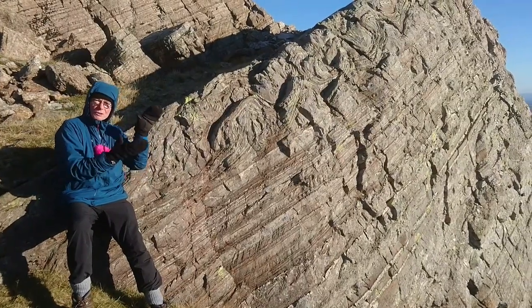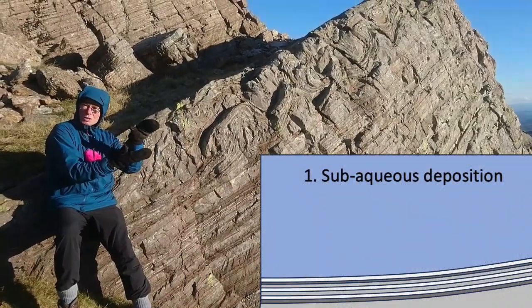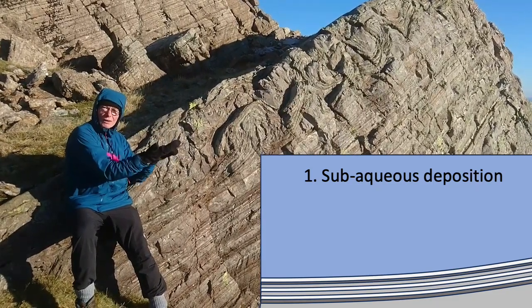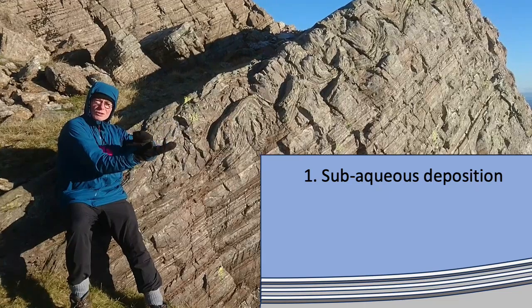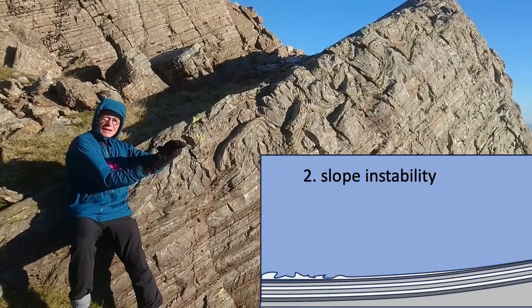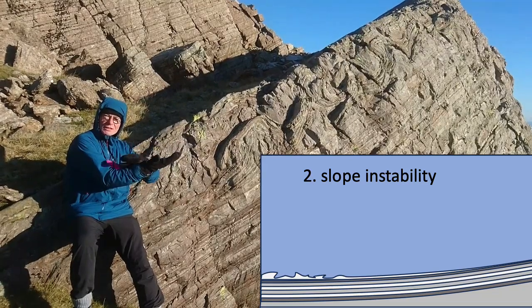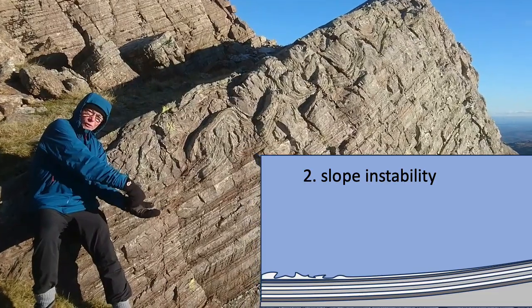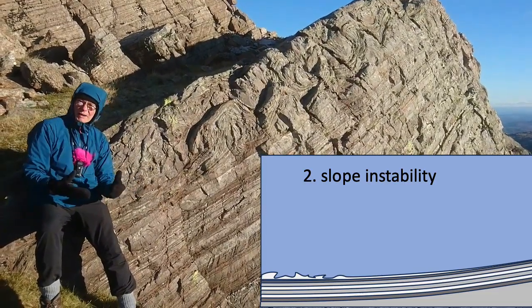So what happened was it was deposited into water. The bed of the lake or the sea was at a slight angle, and at some point all of those soft deposits, these muds that have been deposited, slid down this slope. They became unstable, slid down the slope, and as they come down the slope and hit the bottom, they all fold over and end up being this contorted mass.